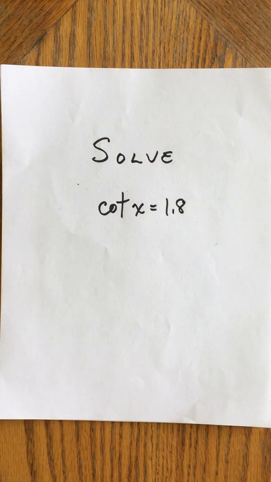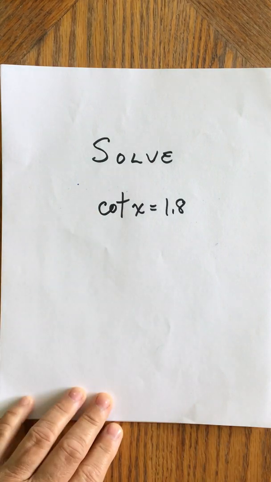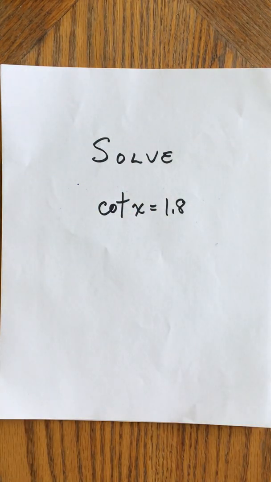Hello. In this video we're going to look at how to solve cotangent of an angle x equal to 1.8. Again, this is a basic trig equation. There's no algebra per se. This is a coefficient of 1 in front of the cotangent, coefficient of 1 in front of the angle x.